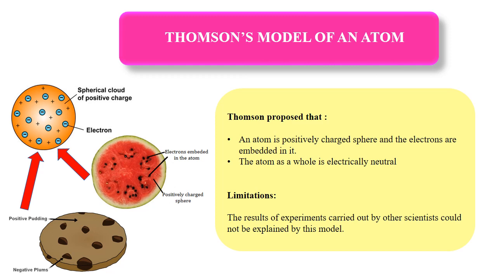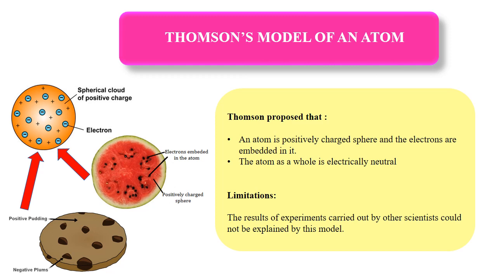When J.J. Thomson proposed his model of an atom in 1903, then only electrons and protons were known to be present in an atom. He proposed that the model of an atom is similar to that of a Christmas pudding, as we can see in this image as well. The electrons in a sphere of positive charge were like plums or dry fruits present in a Christmas pudding. That's why this model is called the plum pudding model.